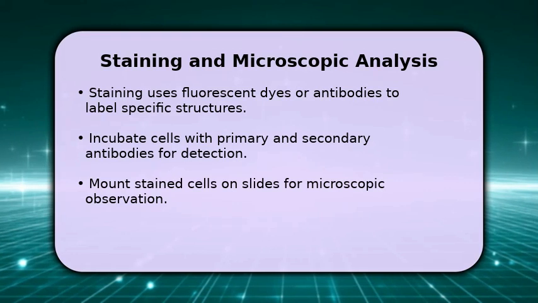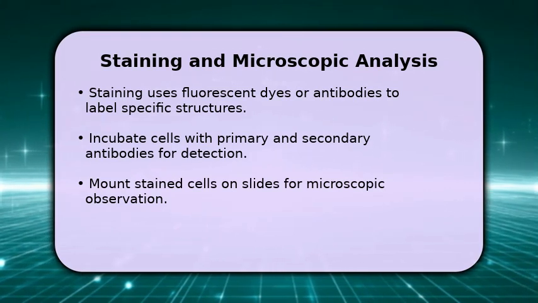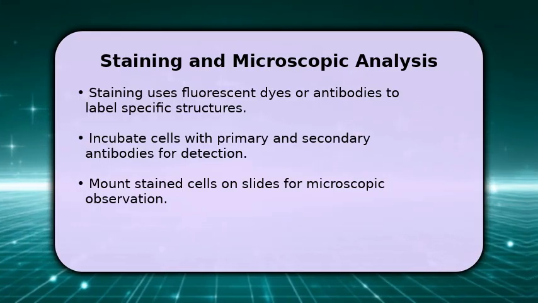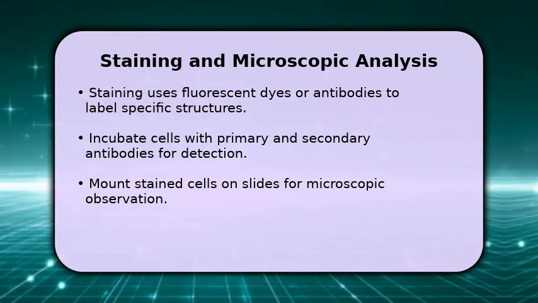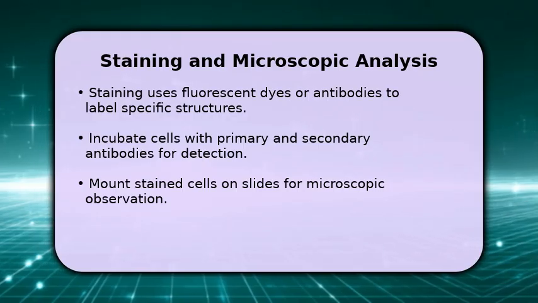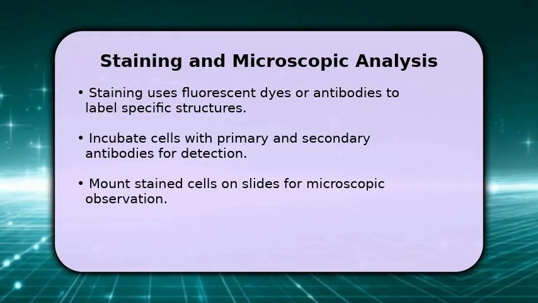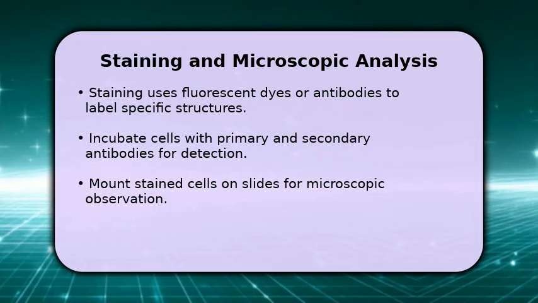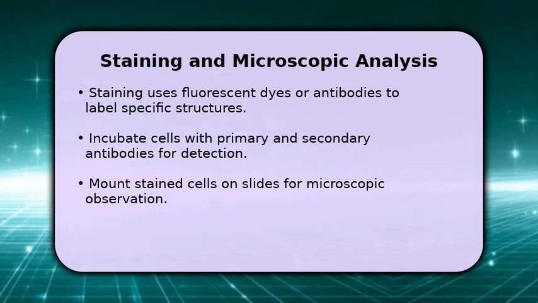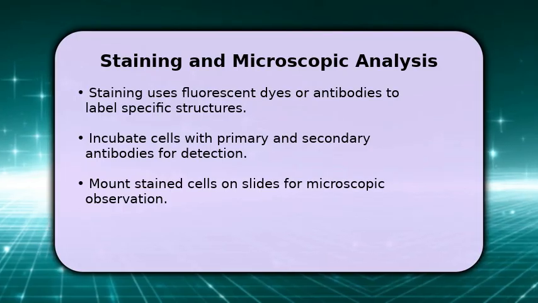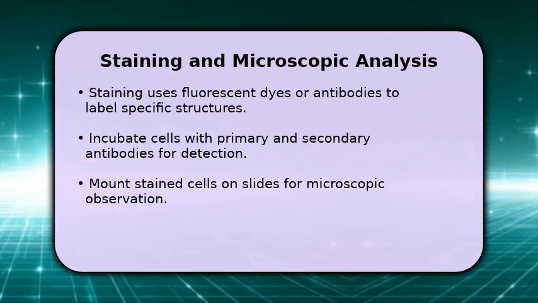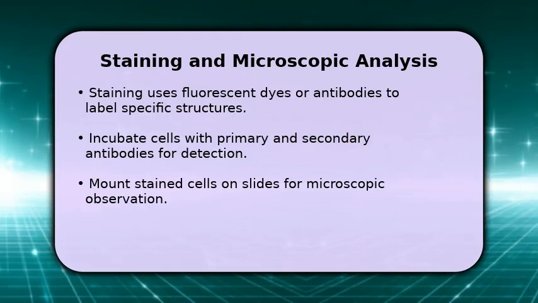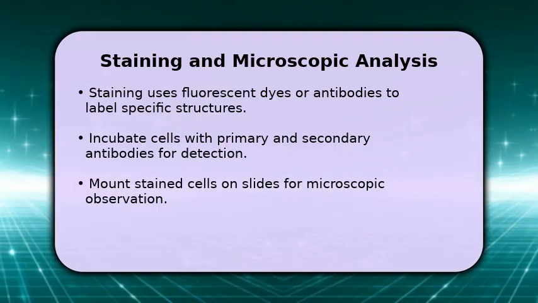The final steps involve staining and analysis. Staining uses specific dyes or fluorescently labeled antibodies to highlight cellular components, such as DNA or proteins. Incubate the cells with primary antibodies, then with secondary antibodies conjugated to a fluorophore. After washing, mount the stained cells onto microscope slides. Use a fluorescence microscope to capture images, allowing for detailed observation and quantitative analysis of the embryonic cell structures.